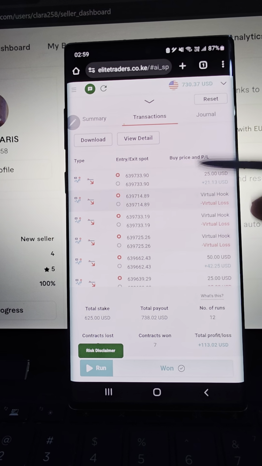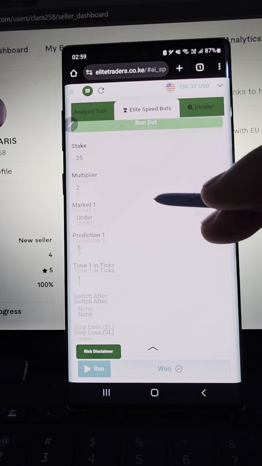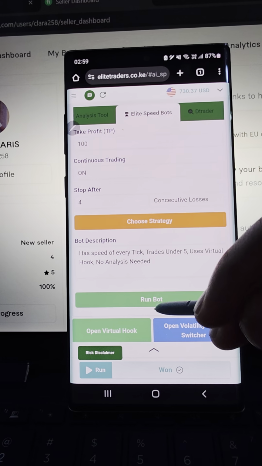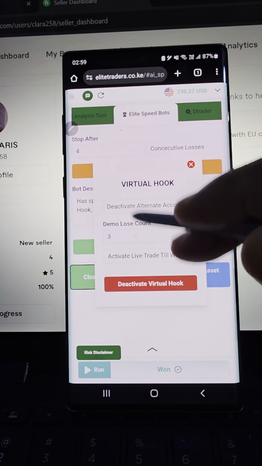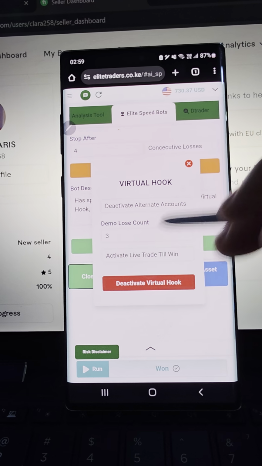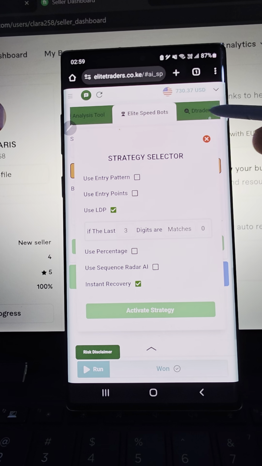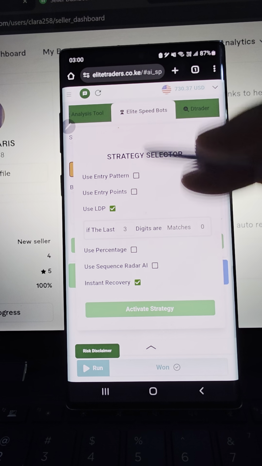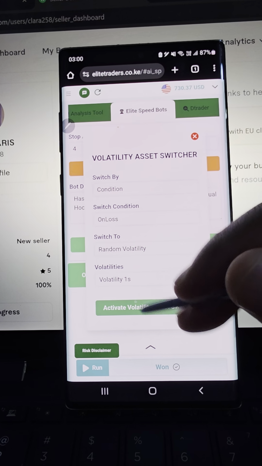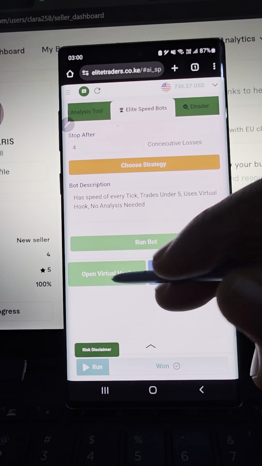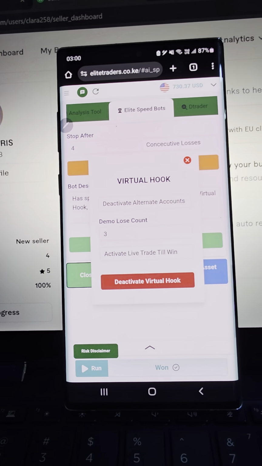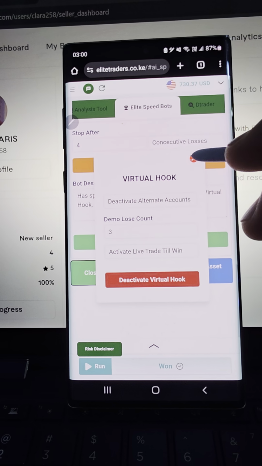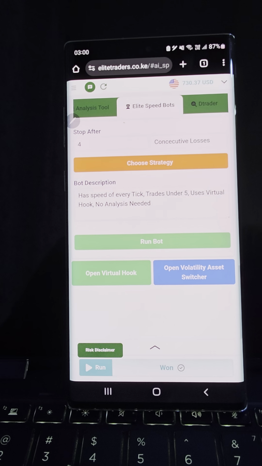You can see very amazing performance. You can see here it's set to 3 consecutive losses. On this side, you can see this strategy is not activated, meaning we are not using these strategies here. If you go to the varieties here, it says activate, meaning it's not activated. If you go to the virtual hook, this is what we are applying, and you can see the robot is set by default to 3 consecutive losses, and it will give you amazing performance.